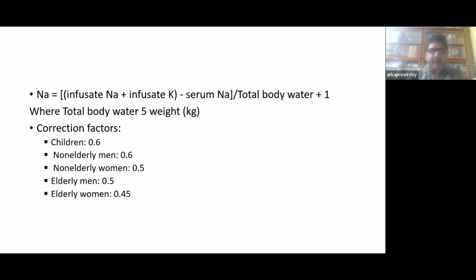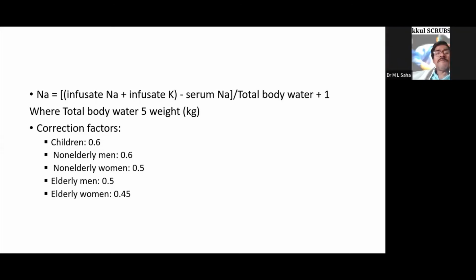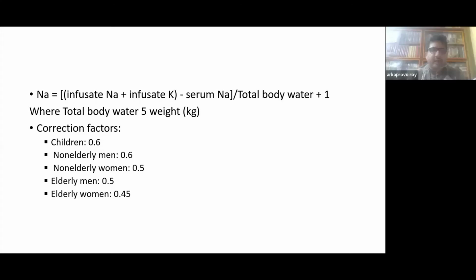So in children, you have to multiply with 0.6. Now in elderly men, it is again 0.6. In women, it is 0.5. In elderly men, it is 0.5 and elderly 0.45. The total equation has to be multiplied by these factors so that to have a correct measurement or near correct measurement of sodium need.